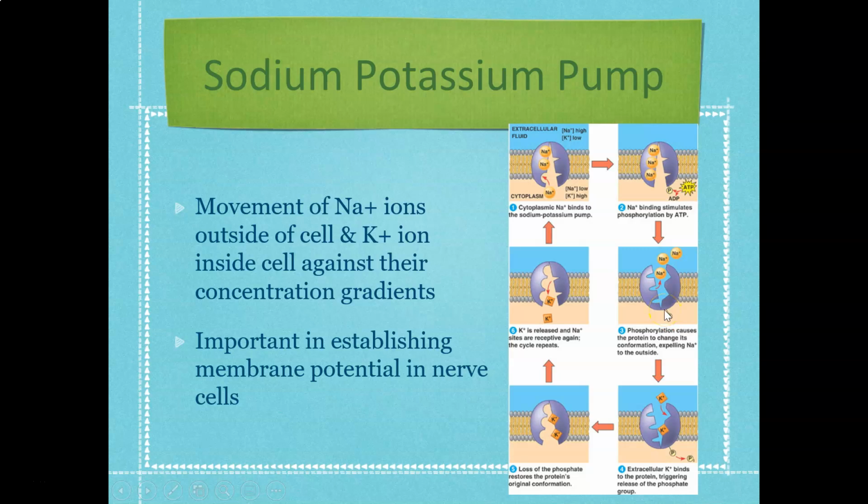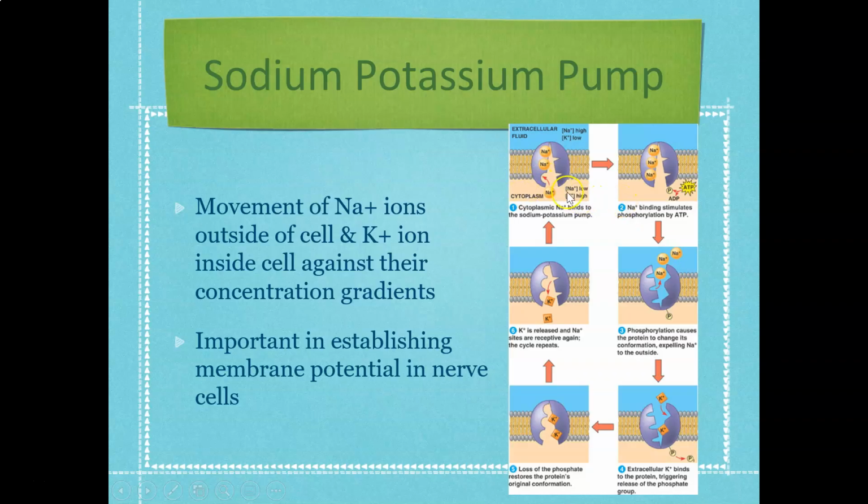Once that phosphate is attached, that forces a shape change to the protein. What that means is that the new shape opens the protein to the outside of the cell. In the process of opening to the outside of the cell, it also changes the bonding sites for those sodium ions, and they can no longer stay bound to the protein. So they get released out of the cell.